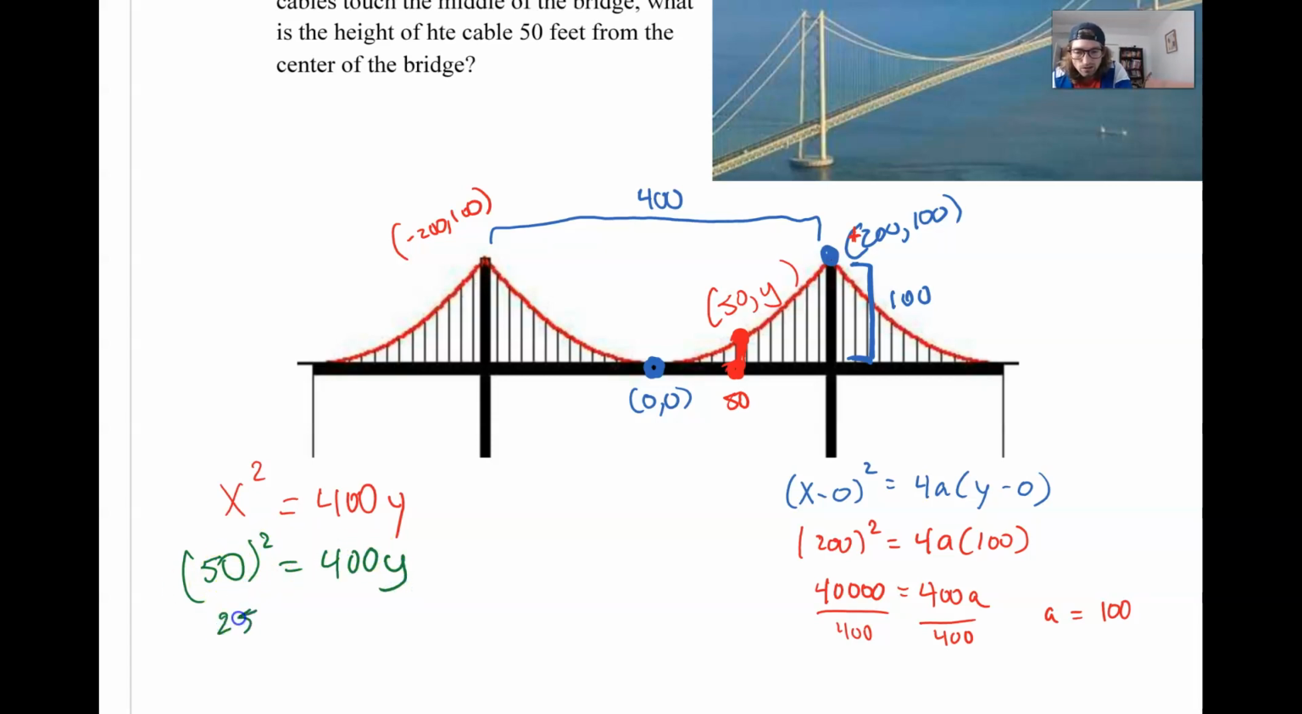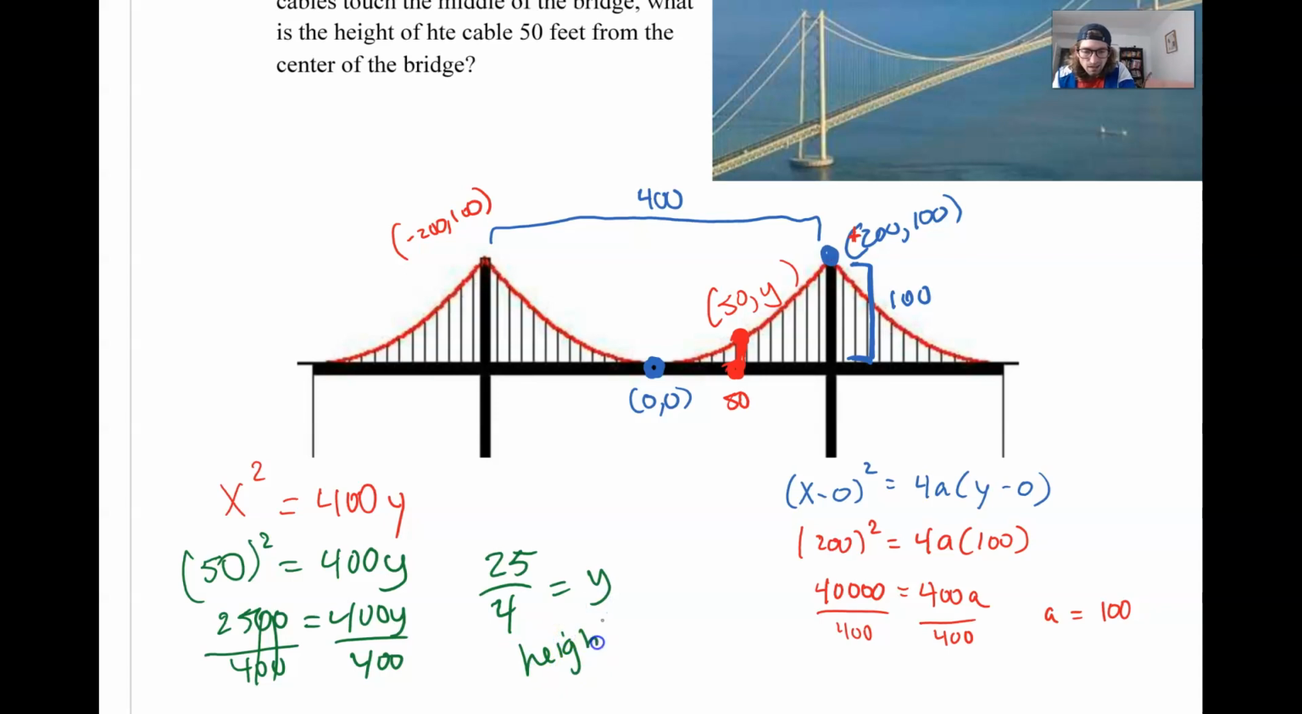50 squared is 2,500. We divide by 400. The zeros cancel. 25 over 4. What is 25 over 4? 4 goes into 24 6 times, with 1/4 left over. So that would be a height of 6.25. And we're working with feet, because 6.25 is 25 over 4.